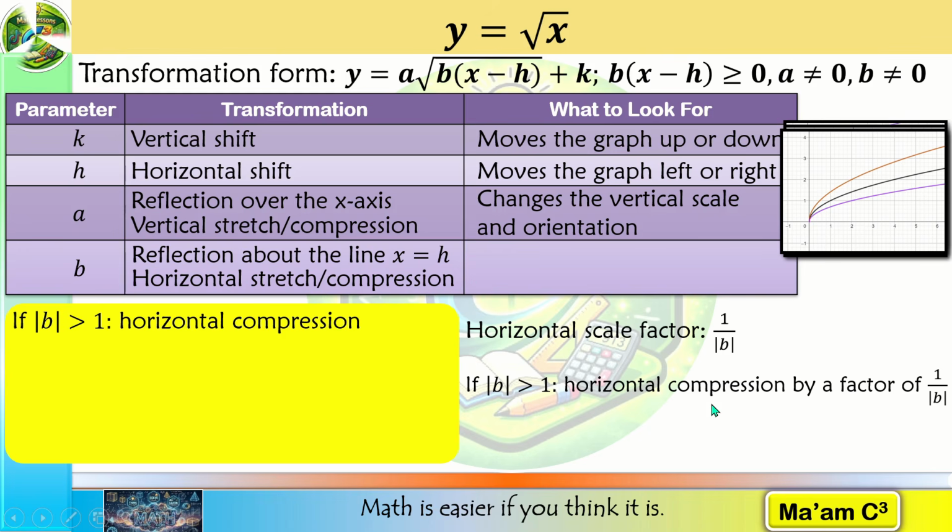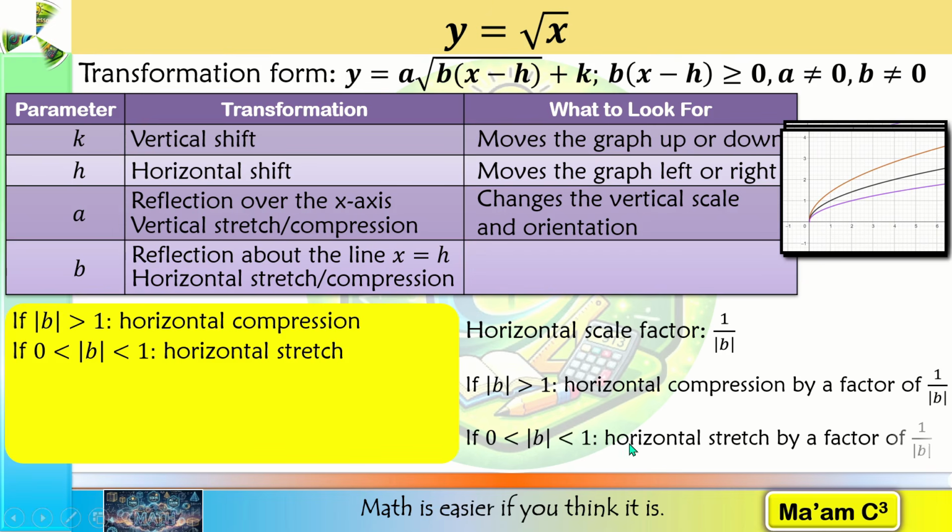Now, what if the absolute value of b is less than 1 but greater than 0? There is a horizontal stretch. Remember, I also substituted 1/2. It became y is equal to the square root of 1/2 x. And when I did that, it produced the violet graph. If the absolute value of b is less than 1 but greater than 0, there is a horizontal stretch by a factor of 1 over the absolute value of b.